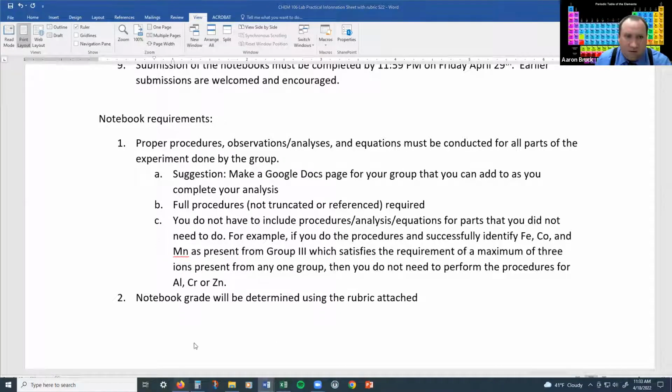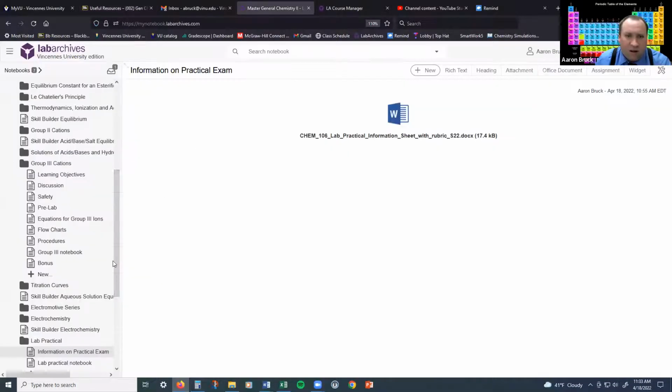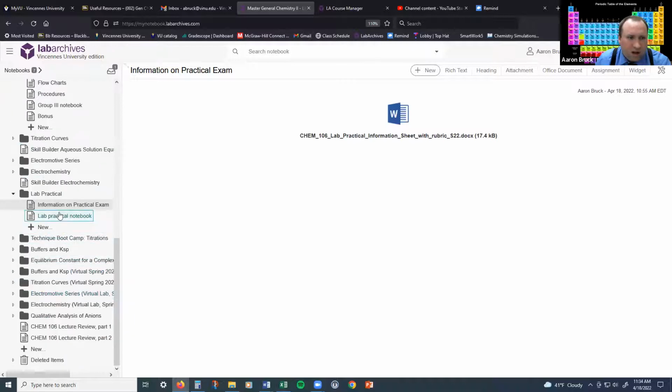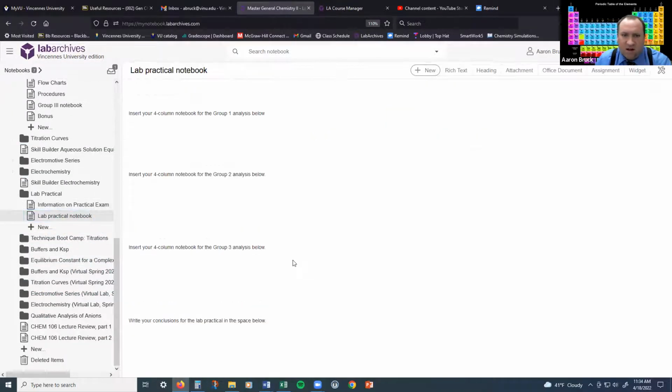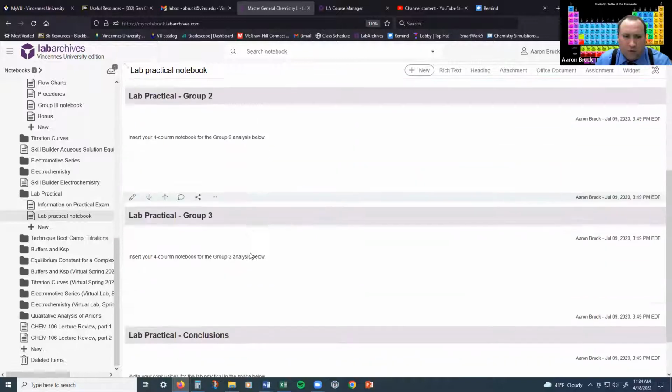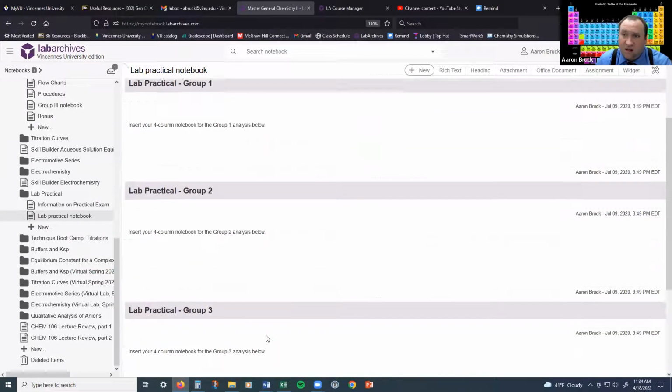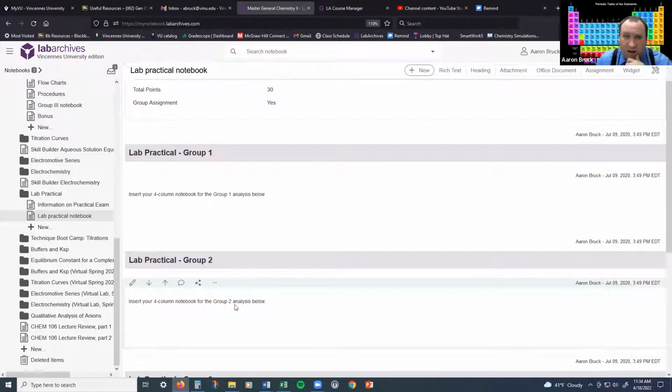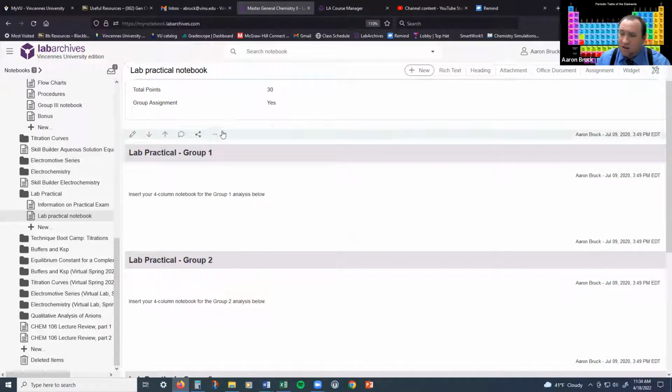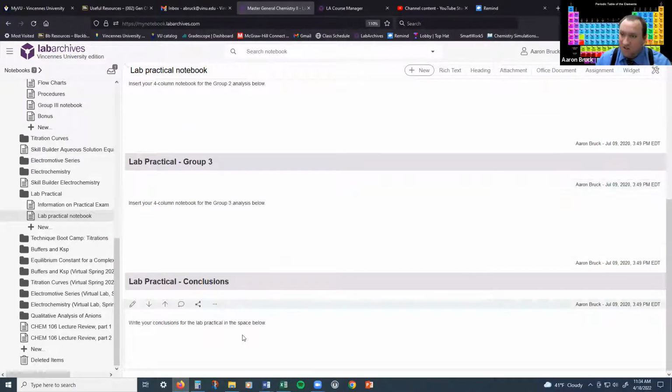So if you go into LabArchives, I have places here for your group 1, group 2, group 3 analysis and conclusions. You don't have to do that. If you put it all in a single document, just attach the document to the top here, we're fine. Just make sure that it has the group 1 table, the group 2 table, the group 3 table, and a conclusion statement written on it somewhere so that I can find each of those things.